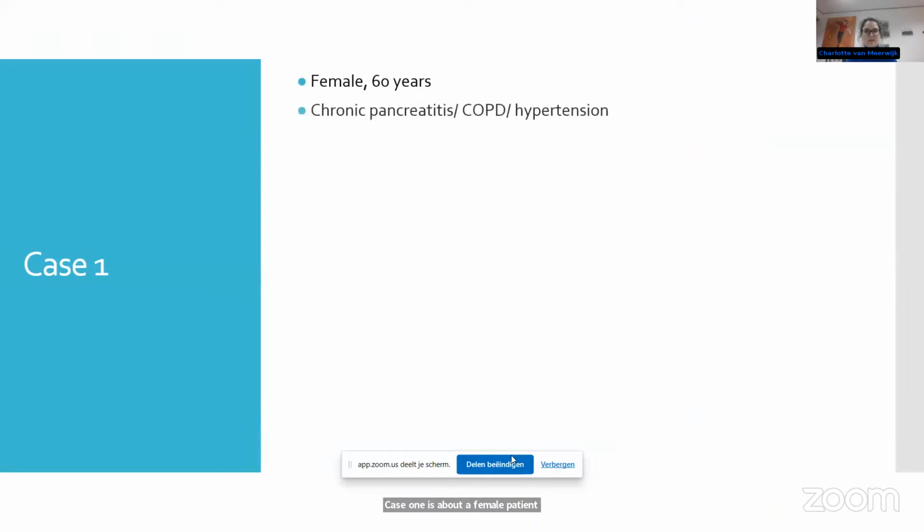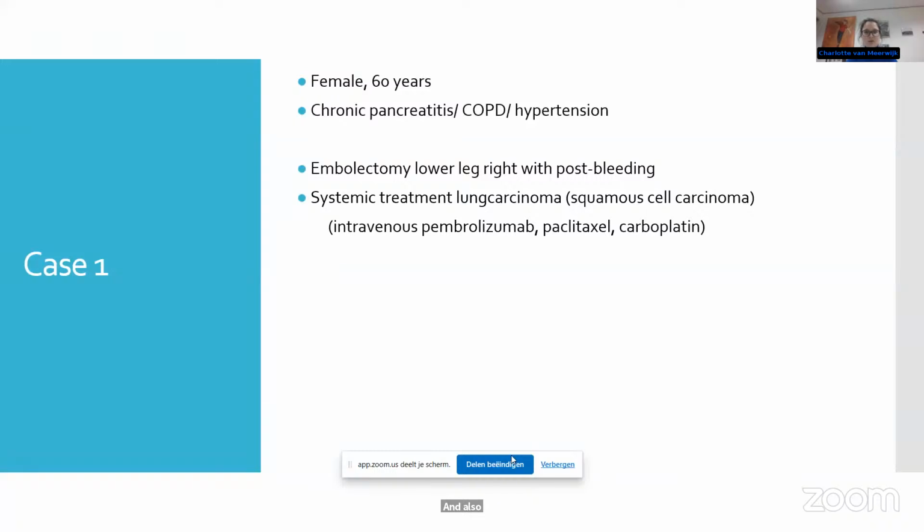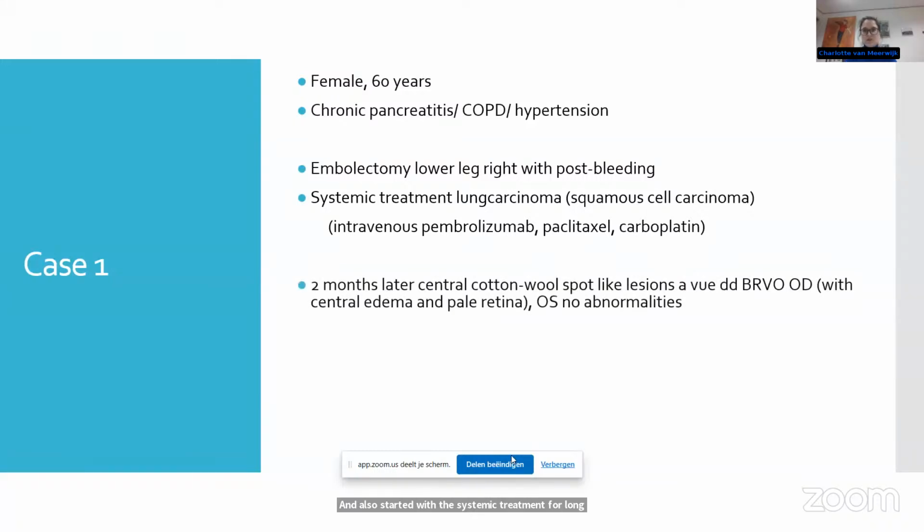She was 60 years old and had chronic pancreatitis, also COPD and hypertension. Recently, she had also an embolectomy of her lower left leg with a post-bleeding, and also started a systemic treatment for lung carcinoma. So she had an immune-compromised status.